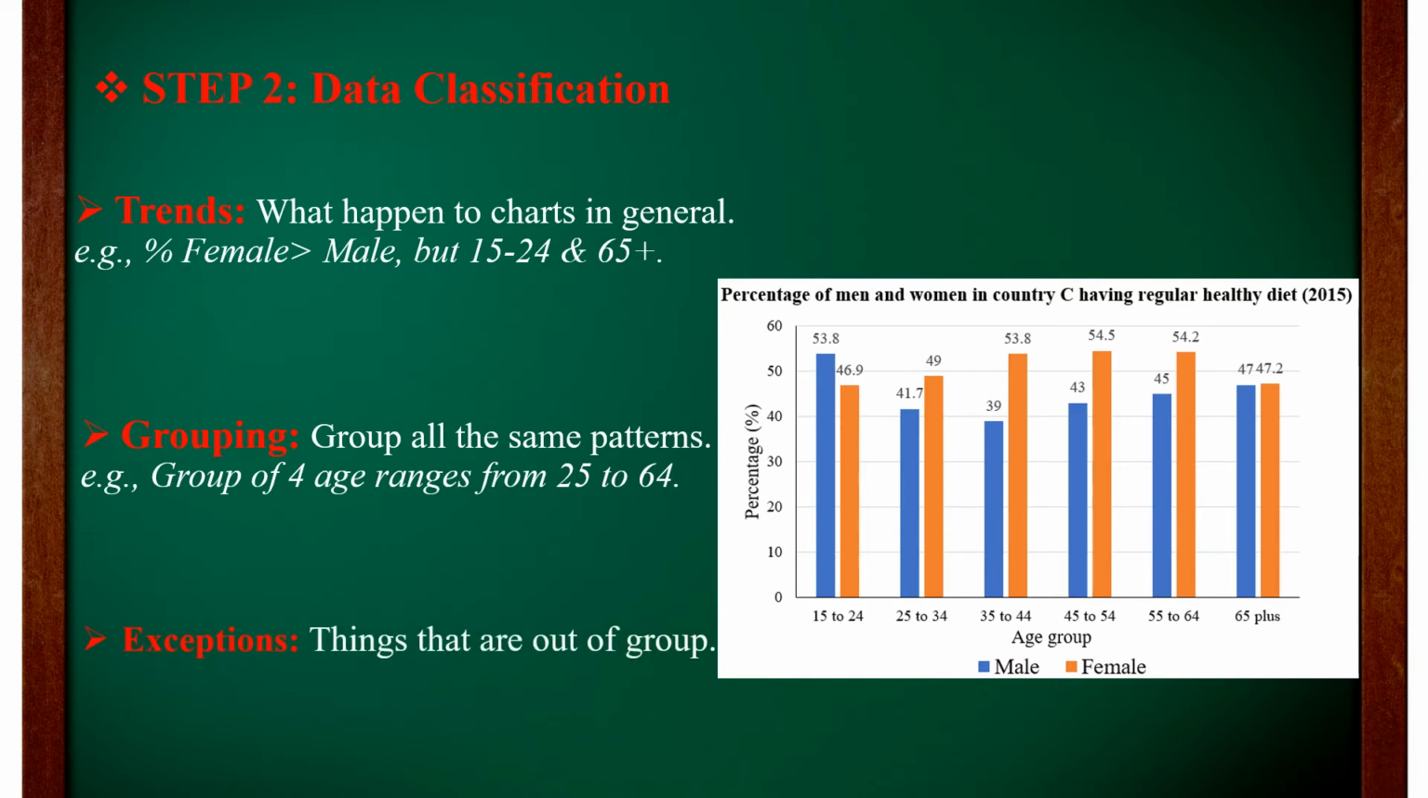The exception refers to all things that are out of group or different from others in the group. In the exercise, there are 2 exceptions. The first is the 35 plus, as both sexes share roughly equal proportion at 47%. The second is the 15 to 24, because male in that case appear to outstrip female. Well, let's move to the next step.